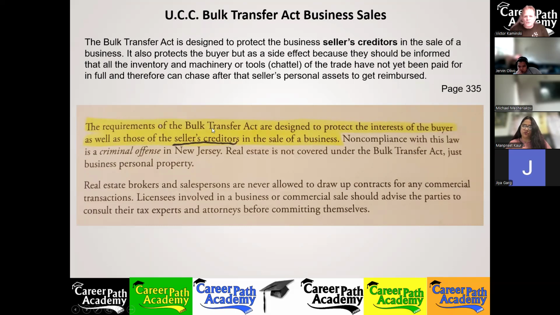So the requirements of the Bulk Transfer Act are designed to protect the interest of the buyers as well as those of the sellers' creditors in the sale of the business. Should be the other way. Protects the seller's creditors as well as the buyers. The buyers are protected as a side effect. Okay, that's like when you buy residential real estate, you get homeowners insurance. Who does homeowners insurance protect?